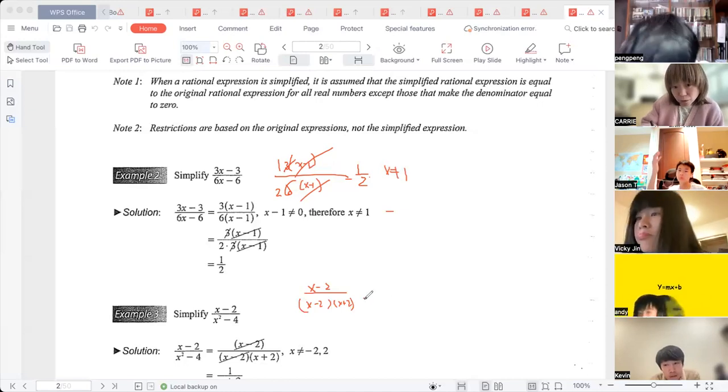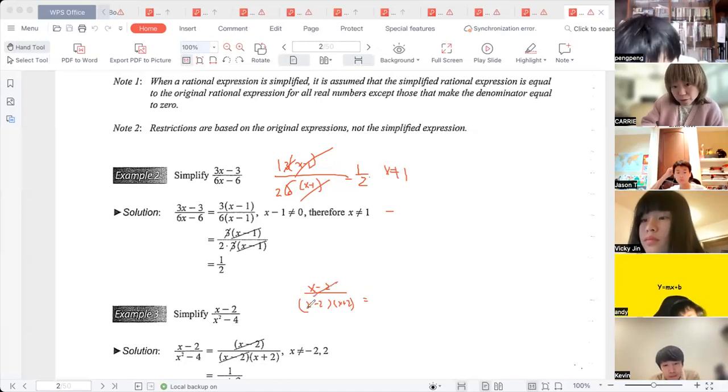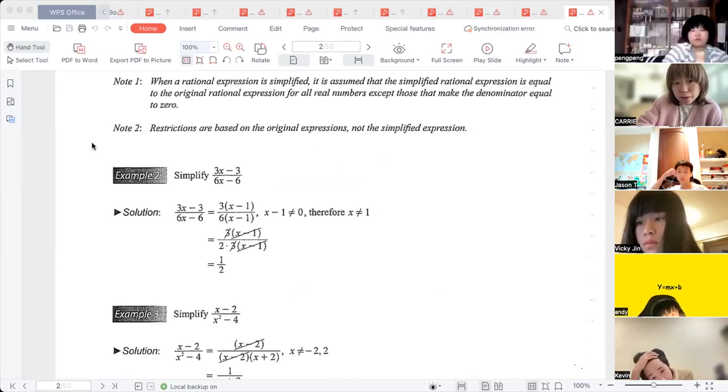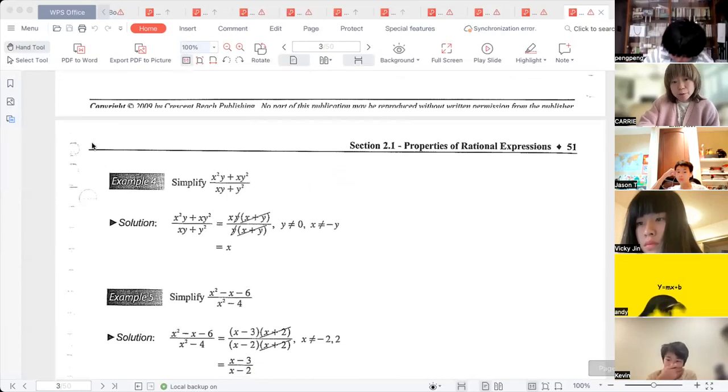Okay, so equals what? So we can just eliminate x minus 2, but x cannot equal 2. Correct, everybody? Okay, so let's take a look at example 4.